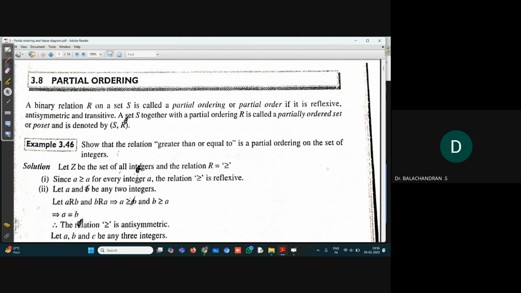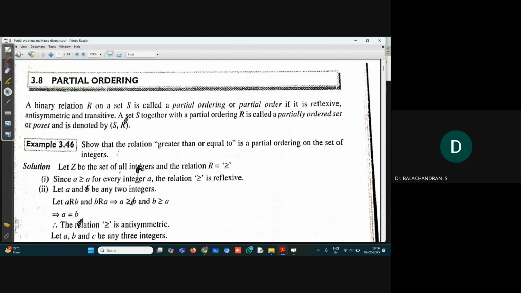Show that the relation greater than or equal to, you can see here, is a partial ordering on the set of all integers. Partial ordering means I need to prove 3 conditions: reflexive, antisymmetric, and transitive. So we know that A greater than or equal to A for every integer A. So that's why the relation greater than or equal to is reflexive.